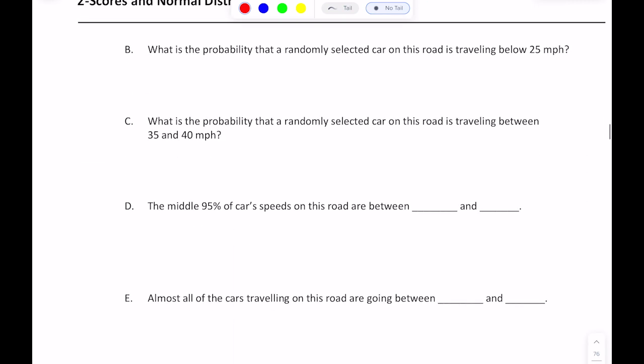So I'm just going to do 100% minus 95%, which gives me 5%. And then I'm going to have to make sure I take the 5 and divide by 2, which is 2.5%. So the probability that a randomly selected car is traveling below 25 miles per hour is actually just 2.5%.